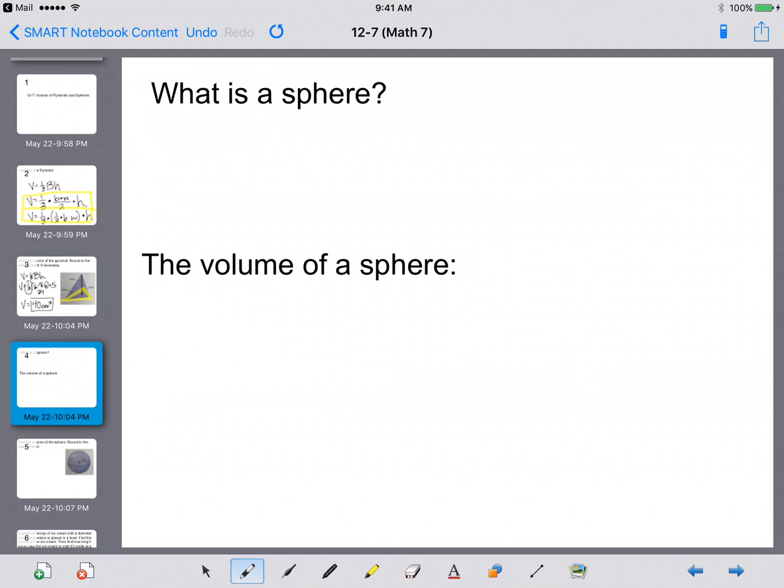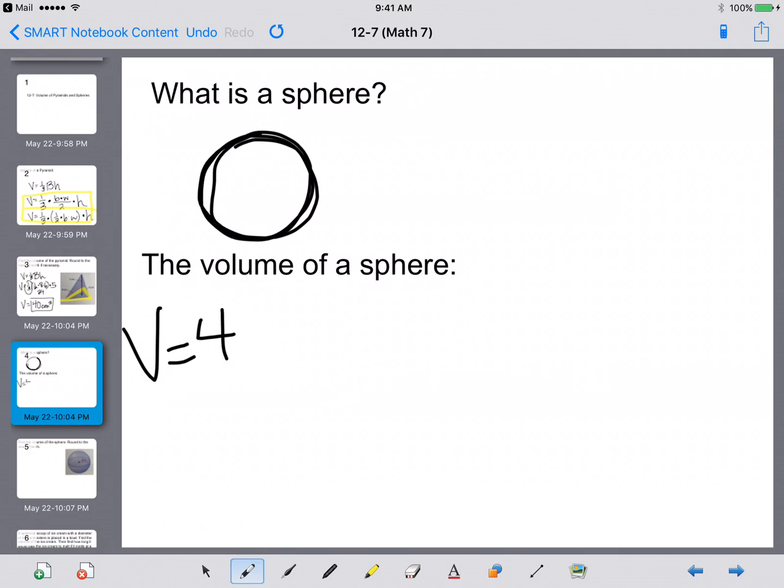Now we want to know, what is a sphere? So what a sphere is, it's like a ball. So it's a 3D shape, but it's a circle. So there are no straight lines anywhere. To figure out the volume of a sphere, your volume is 4/3 times pi times the radius cubed. So like boom, memorize that one.